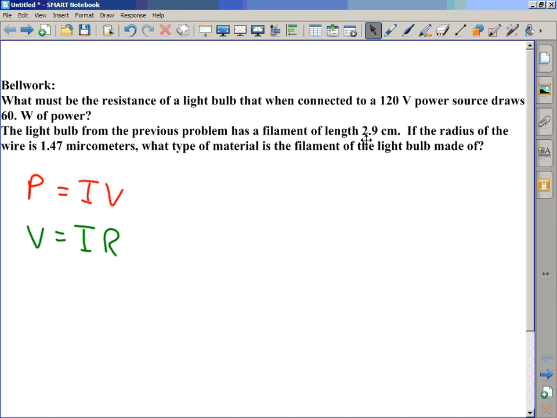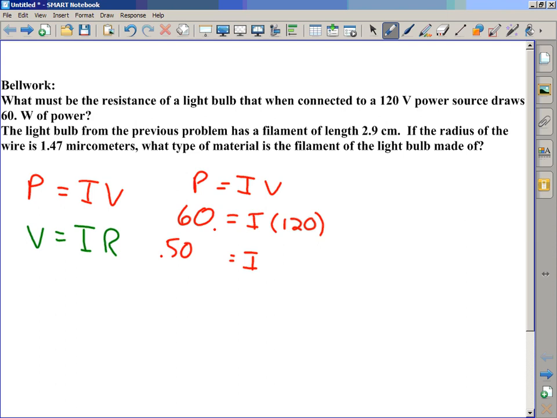For number one, what is the resistance of a light bulb when connected to a 120 volt power source that draws 60 watts of power? Well, why don't we do this? P equals IV. That's 60, exactly. 60 equals I times 120. That's going to give me the current. What's the current? Don't have to use your calculator. 0.5 amps would be the current.